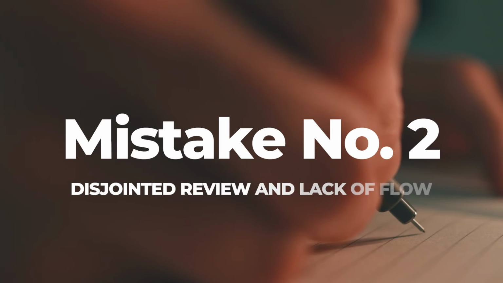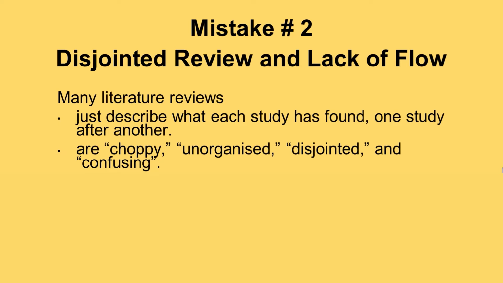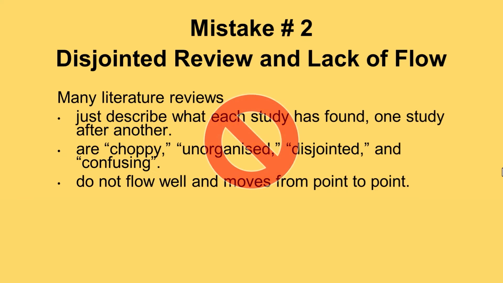Mistake number 2. Disjointed review and lack of flow. Many literature reviews just describe what each study has found, one study after another. These reviews are choppy, unorganized, disjointed, and confusing. In other words, they don't flow well.